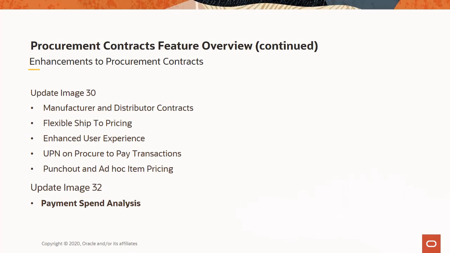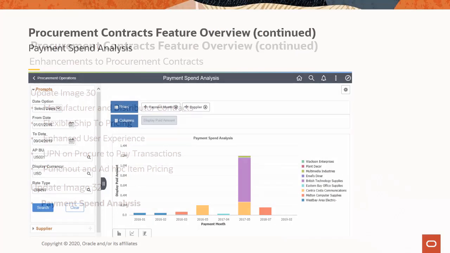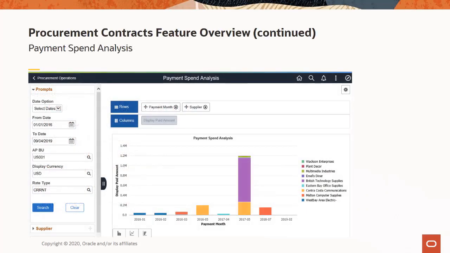Payment spend analysis rounds out our final feature covered in this spotlight. Later, we'll demonstrate the pivot grid that joins payment data with procurement data and discuss some ways you can filter and pivot this data to analyze paid and expensed spend amounts.